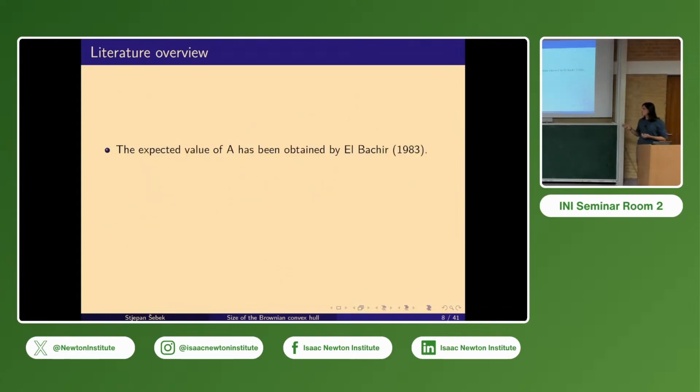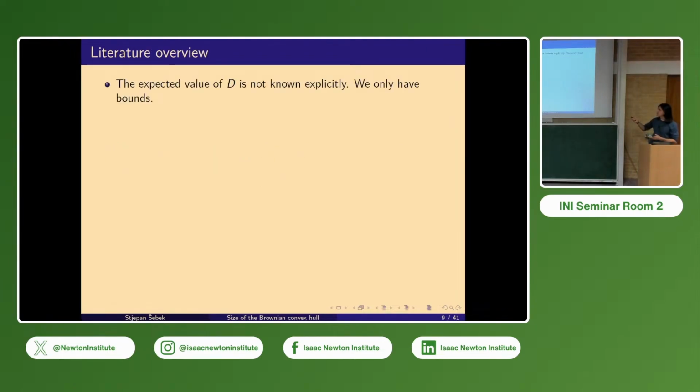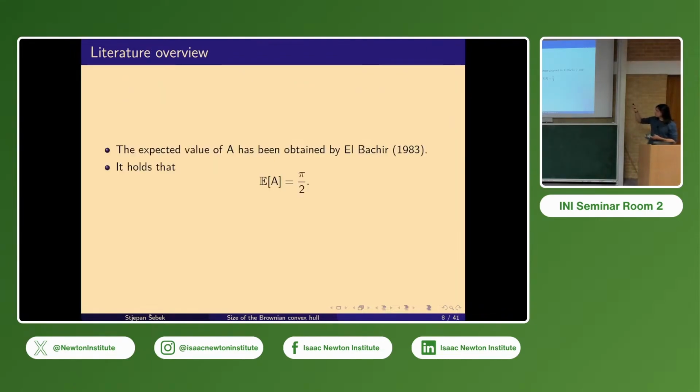I won't go into so many details when it comes to area, because the Cauchy integral formula for the area of a planar convex set is a bit messier, so the whole procedure is a bit messier, but it's not that difficult. It was obtained by Al-Bahir in his PhD thesis, and it holds that the expected value of area is just pi over 2, and of course at time t it would be pi over 2 times t. That's it when it comes to closed formulas. Now only bounds are known for all the other functionals.